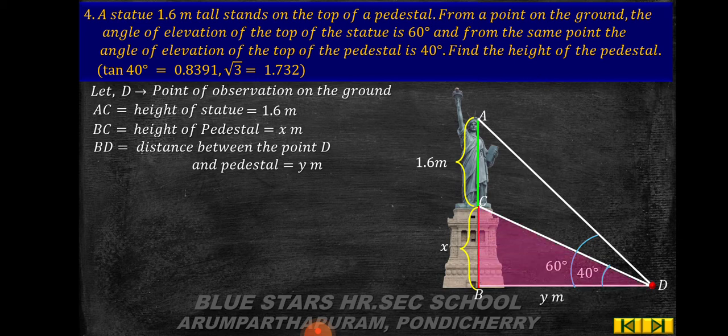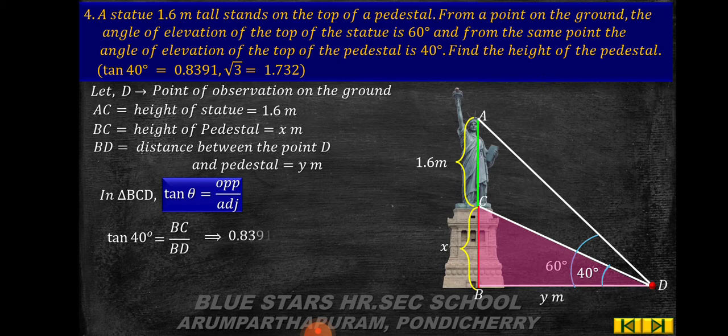First we are considering triangle BCD. So in triangle BCD, tan theta is equal to opposite by adjacent. So tan 40 degree is equal to the opposite, BC, divided by the adjacent side, BD. Tan 40 degree value is 0.8391, that is given in the question, which is equal to BC, which is x, divided by BD, which is y. Therefore y is equal to x divided by 0.8391, which is equation number 1.